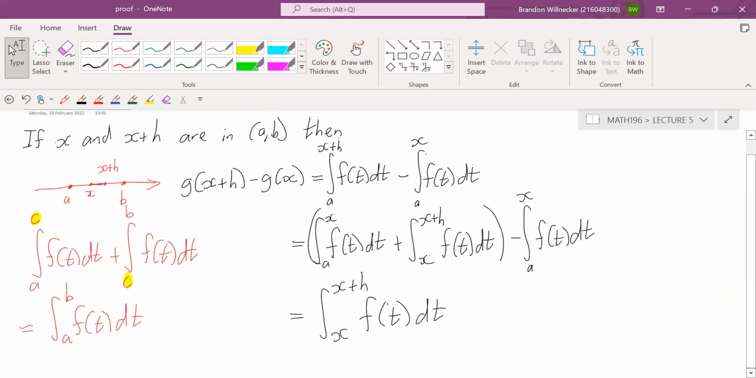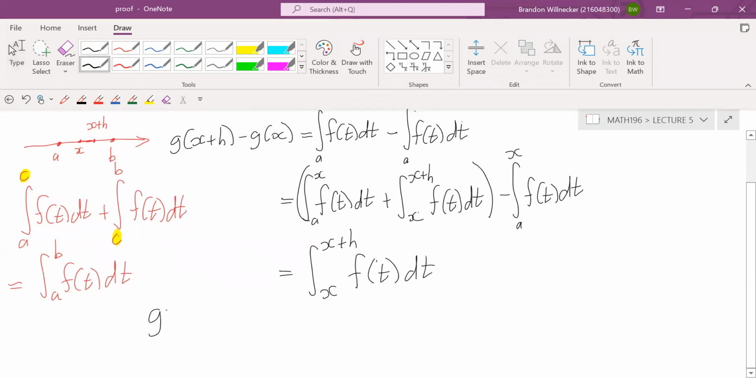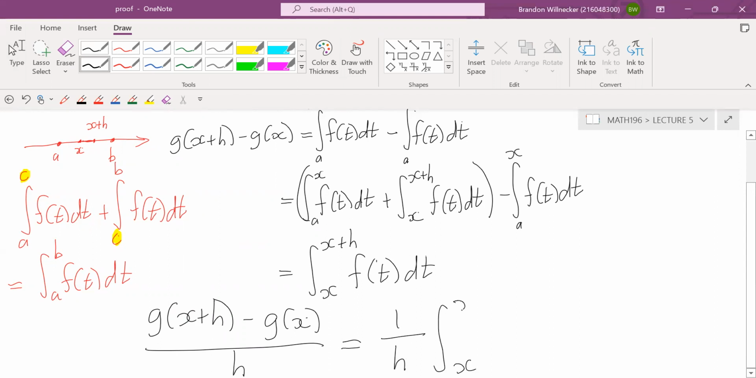Okay, so we've just rewritten this nicely. What we need to do now is divide both sides by h, because we want to get the left-hand side to be like the limit definition of the derivative. So let's do that. Here we're going to have g of x plus h minus g of x, divided by h. That looks like the definition for the derivative, if you want to do it by first principles. And then this will be 1 over h, the integral from x to x plus h, f of t dt. Okay, good.